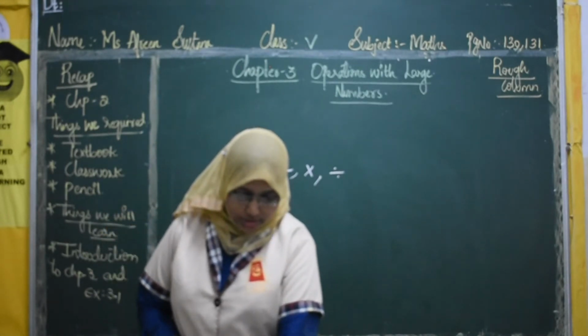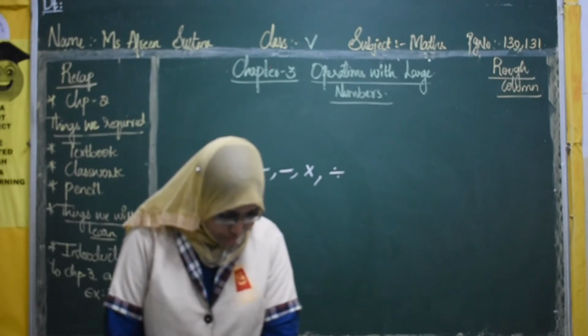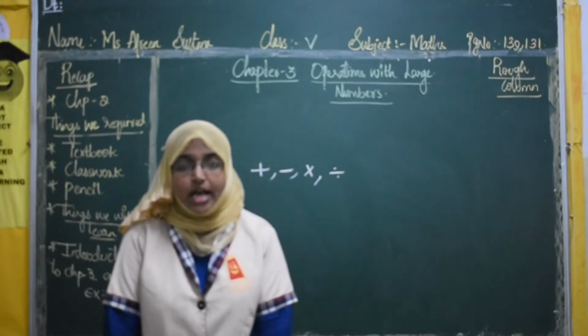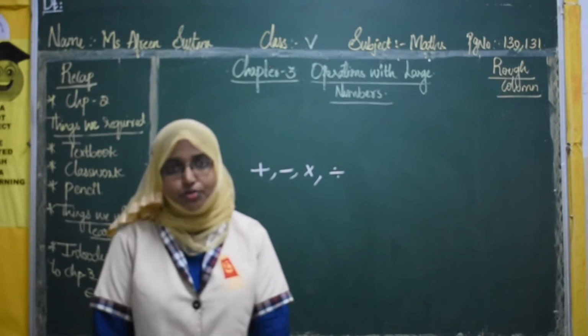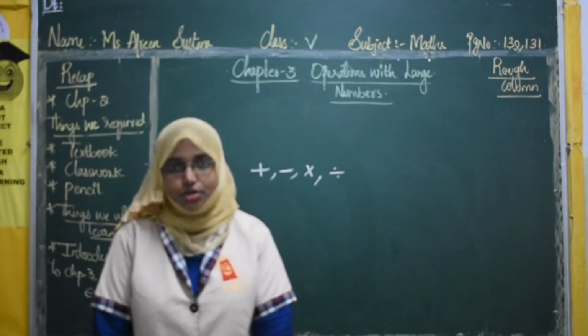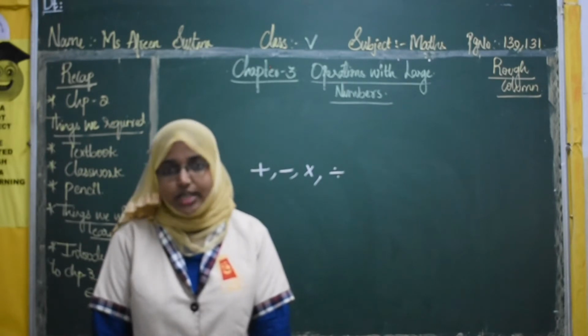So in this chapter, see here they give the learning objectives. We have addition and subtraction with large numbers, real life examples of addition and subtraction, how we are going to do multiplication and division on large numbers, and real life applications of multiplication and division.